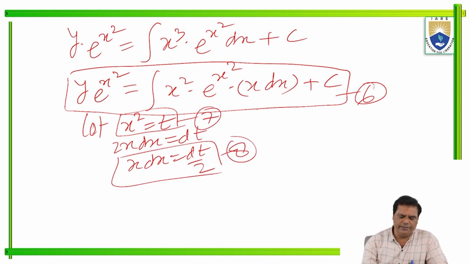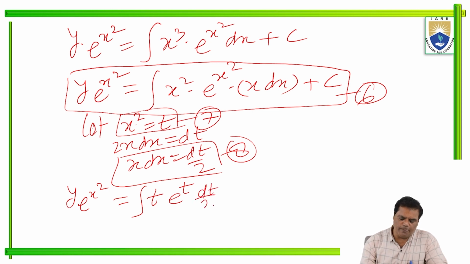Putting in this, e to the power x square is equal to the integration. What is x square? x square is t. So e to the power t, and minus dt, and dt upon 2. Here we integrate this with 1 upon 2.